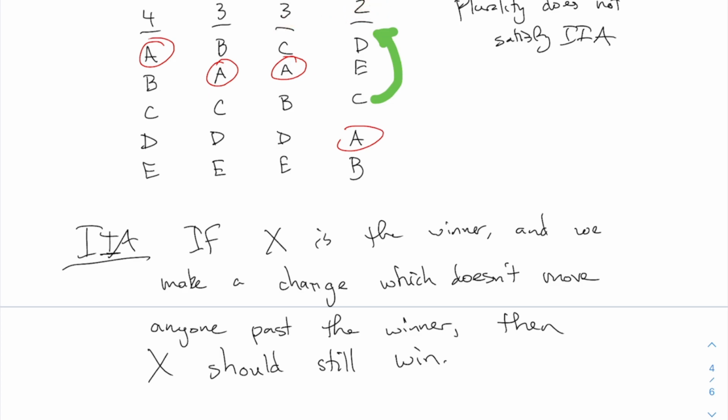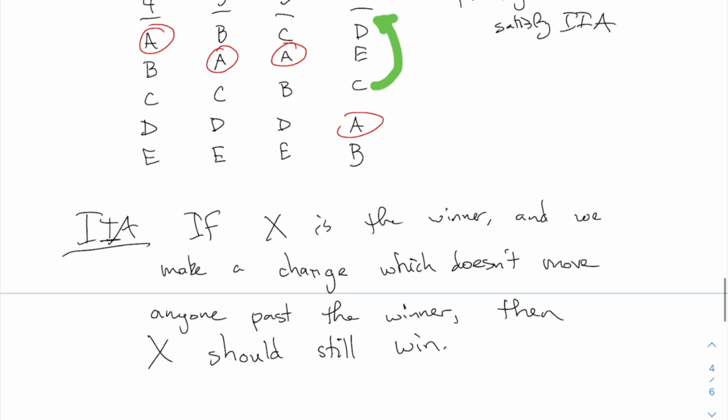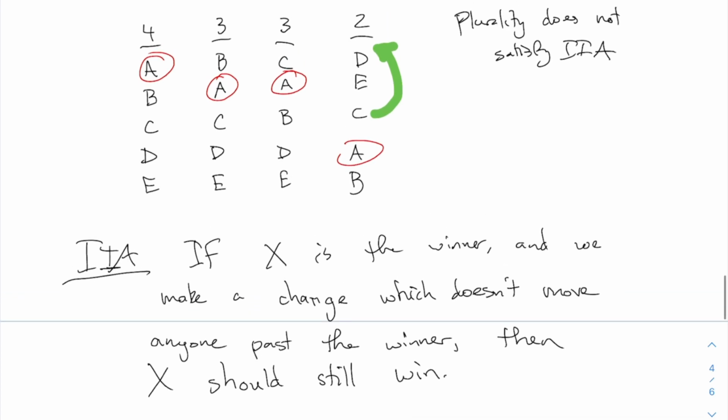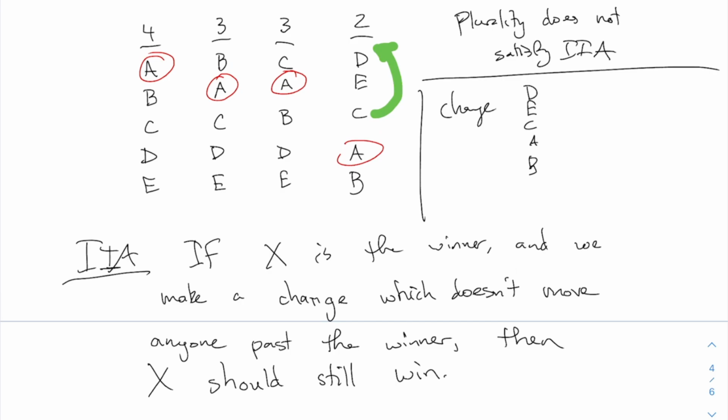So the correct answer to this question is, I'm just going to squeeze it in here so I don't have to scroll. Change D, E, C, A, B to put C on the top. I don't care what you do with the other ones. C, E, D, A, B. The point is, the winner, A, stays where it was, and you don't move anybody past the winner.